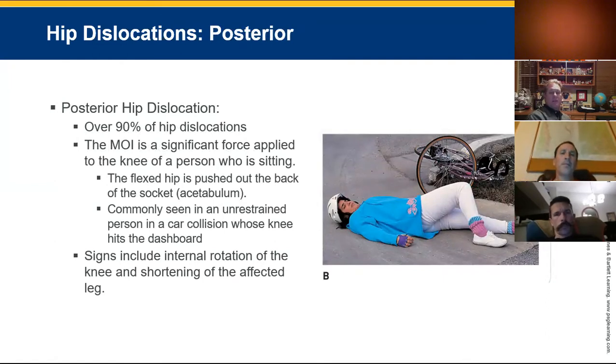Mechanisms of injury, again, is usually a landing and twisting motion. The leg gets caught, or you're doing some extreme split. But it always goes back to that rotation and shortening effect.